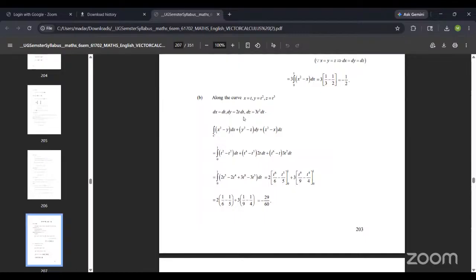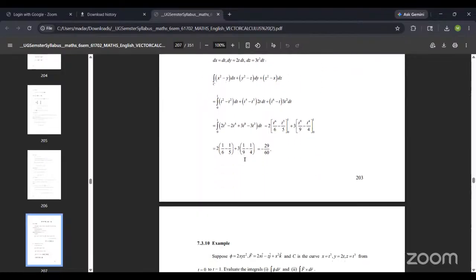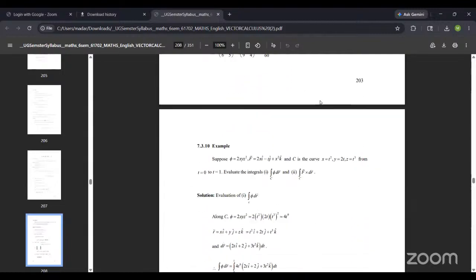So here x equal to t, minus t square into dt, and y equal to t square, so that is t power of 4. After the simplification, we are getting minus 29 by 60.